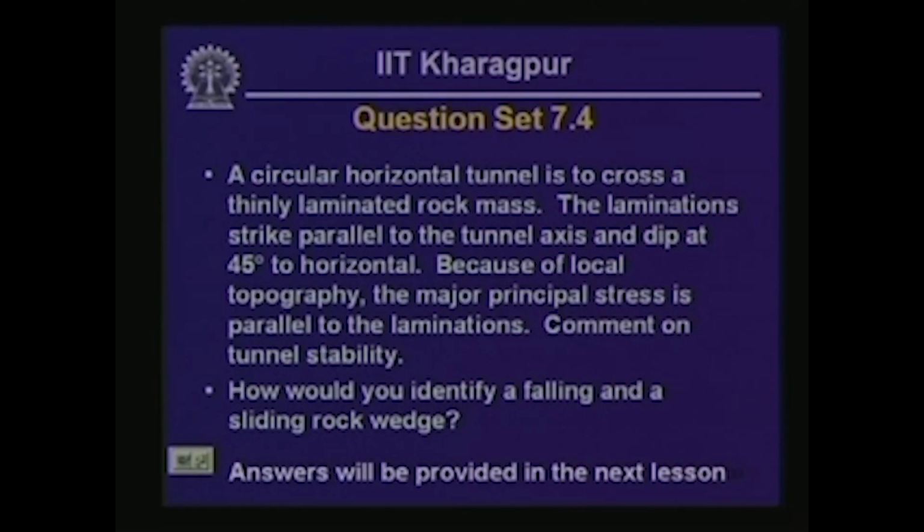The first question is: a circular horizontal tunnel is to cross a thinly laminated rock mass. The laminations strike parallel to the tunnel axis and dip at 45° to horizontal. Because of local topography, the major principal stress is parallel to the laminations. Comment on tunnel stability. Second question: how would you identify a falling and sliding rock wedge?